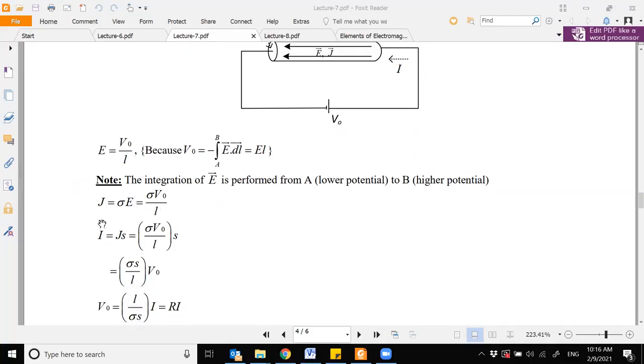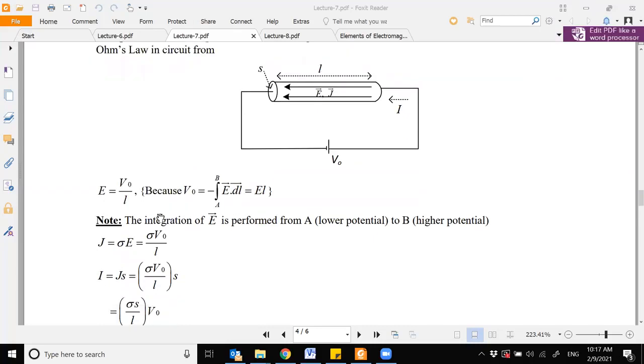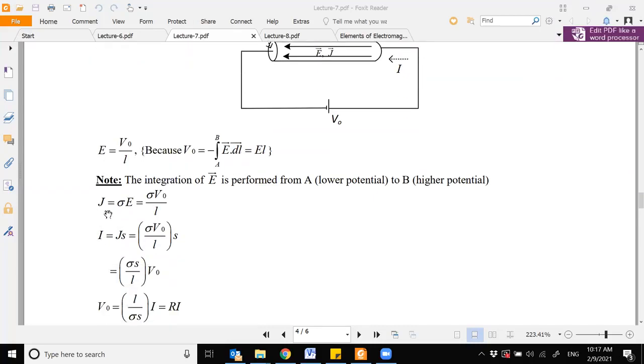Now we are finding the conduction current density. Since we got E, the conduction current density J is equal to sigma E bar. I'm dropping the vectors and working with the magnitudes because we want to get Ohm's law in circuit form. So J is sigma E, which is equal to sigma times E, which we just got as V over L.